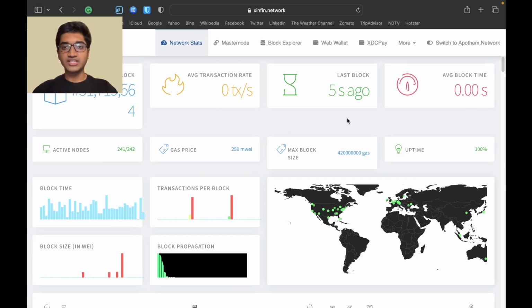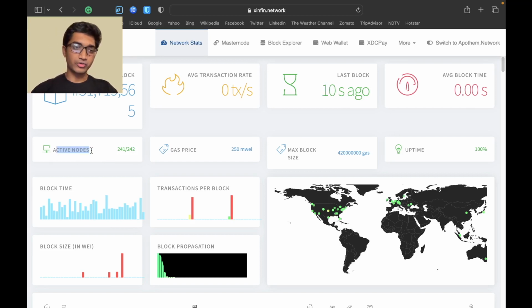The next thing is the last block. The last block tells us how many seconds ago the last block was created. And once the last block gets updated, the last best block that is, then you'll see that this number goes back to 0, as you saw right now. Finally, the average block time is again yet to load, but it tells you the average time it took to create the last X number of blocks.